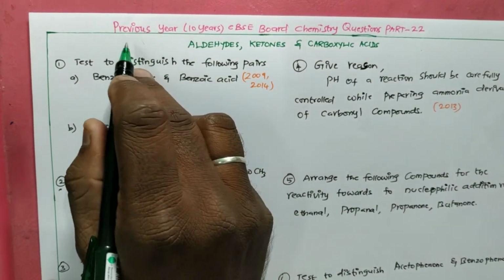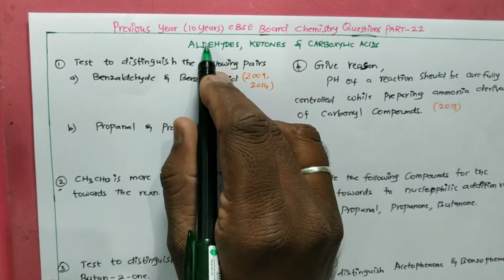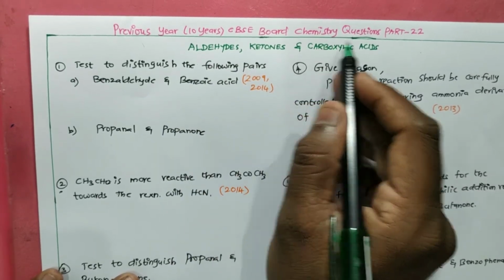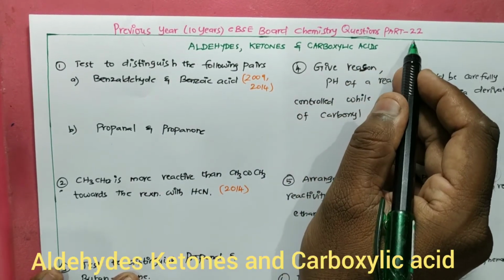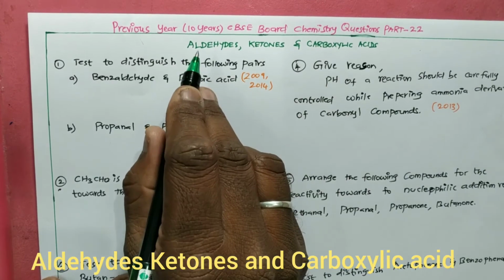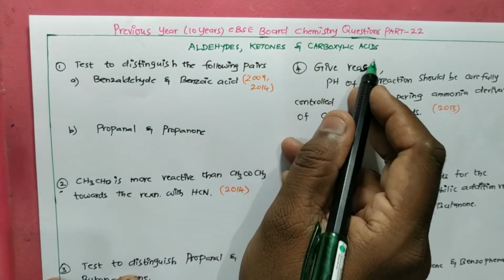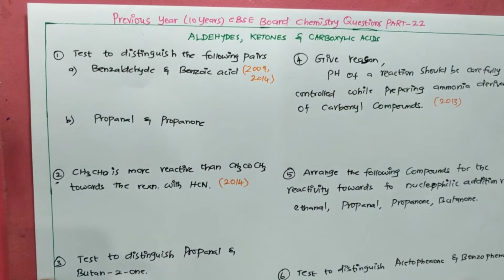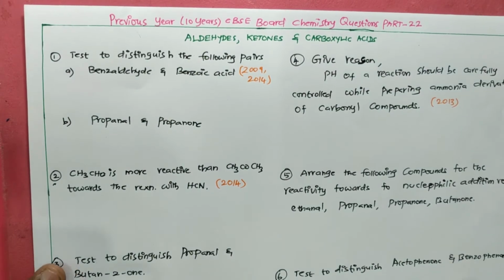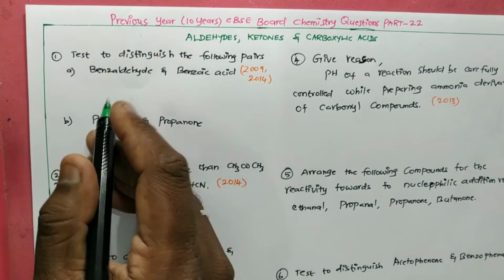Today we are going to talk about the previous year, that is, last 10 years CBSE Board Chemistry questions, part 22, in which we are going to discuss the aldehydes, ketones and carboxylic acids chapter. Here the first question is: test to distinguish the following pairs, that is, benzaldehyde and benzoic acid.